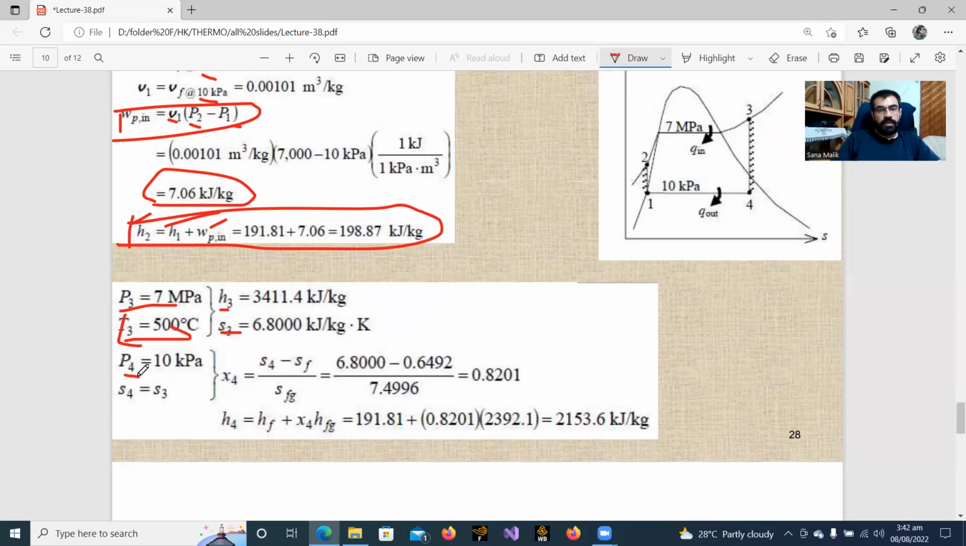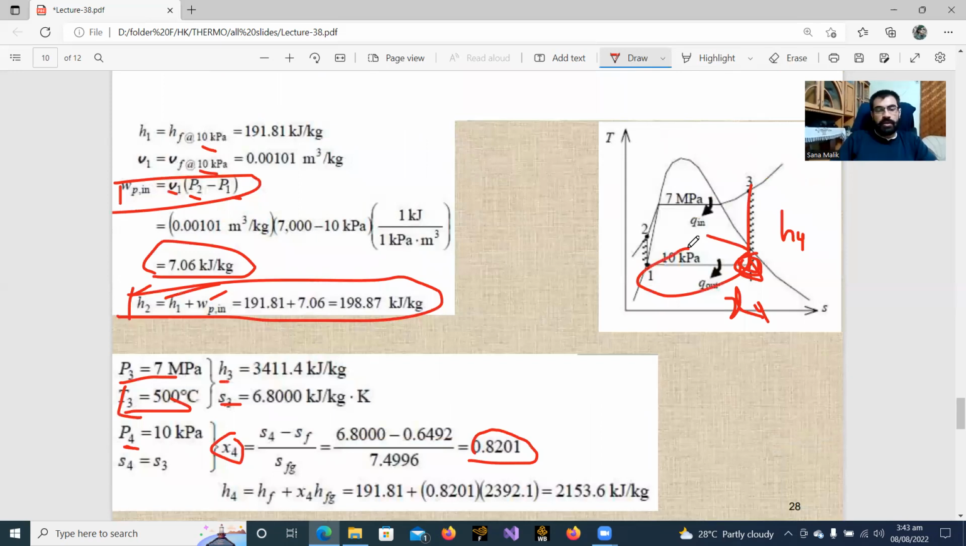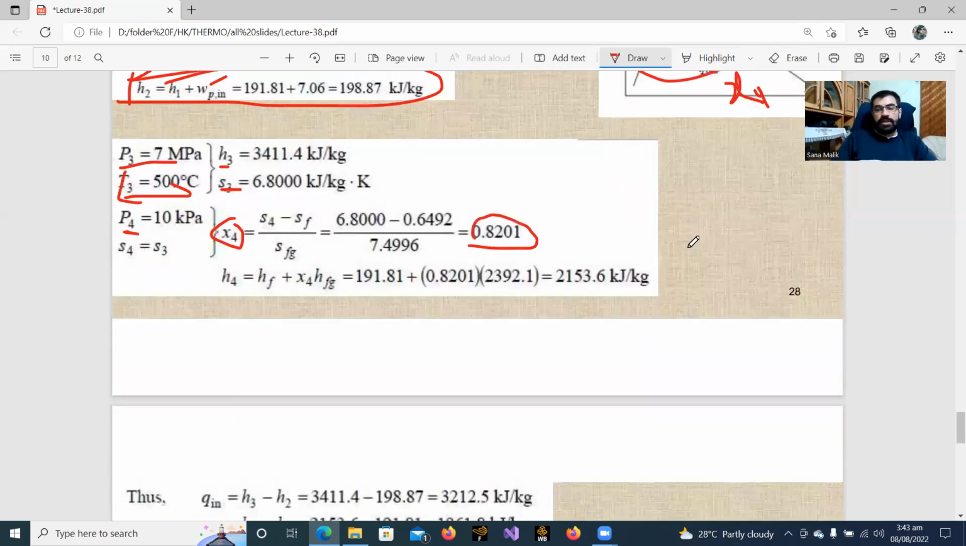We know P4. This is P4, the condenser pressure, and this is an isentropic process. So S3 is equal to S4. If you want to find the enthalpy H4, first we will determine the quality, the state at which this point lies. For that, we know S3 and S4, and we know P4. Utilizing that, we will find the quality x4, and x4 comes out to be 0.82, which means it lies inside the dome. It is a saturated liquid-vapor mixture.